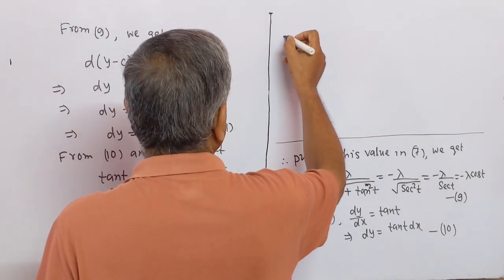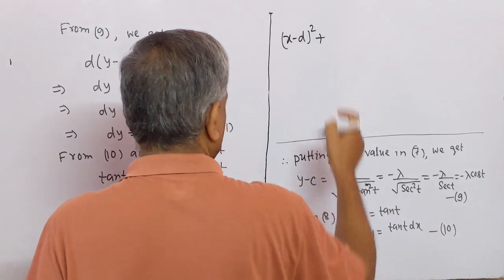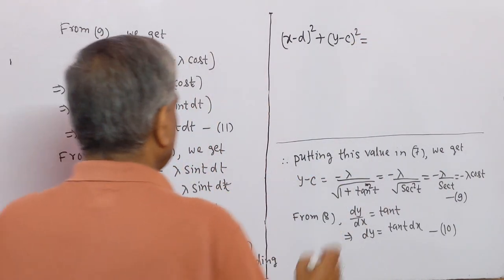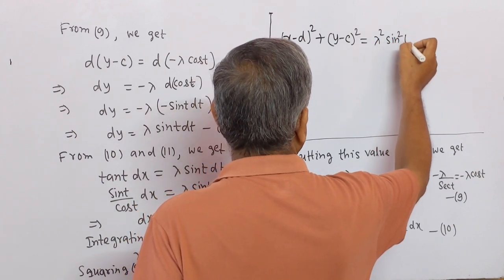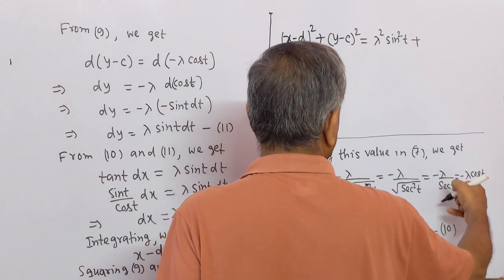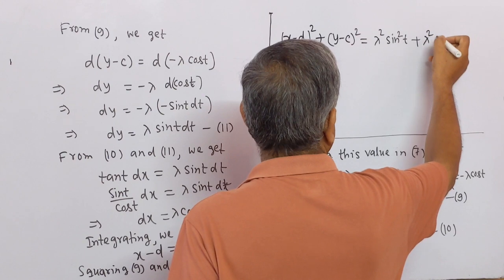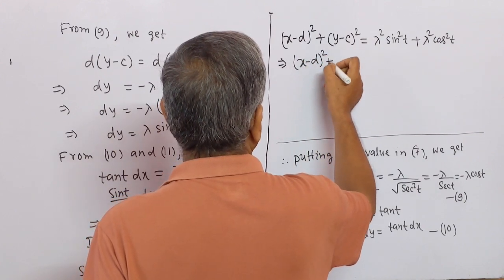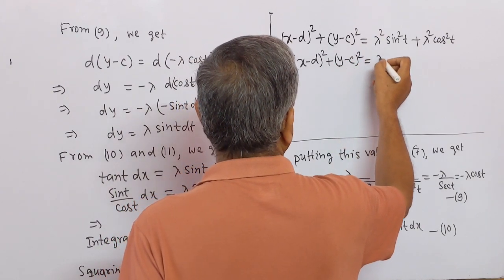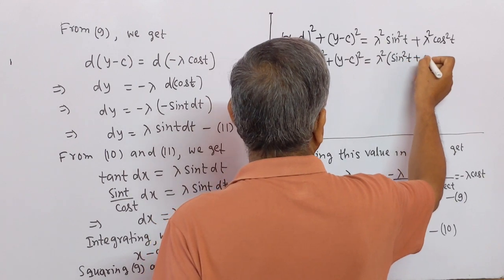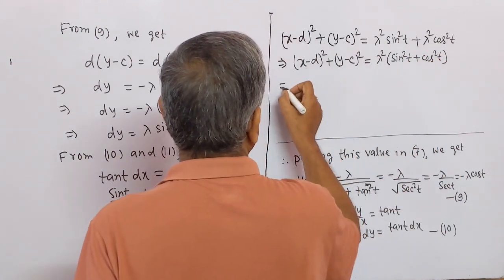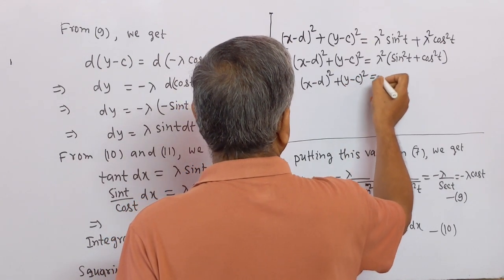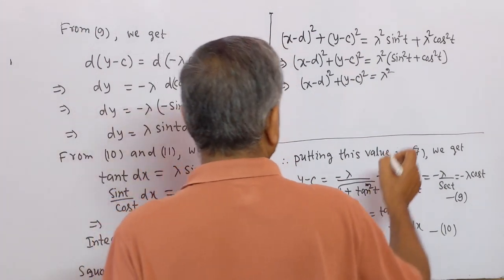Here in 12, x minus d whole square, in 9, y minus c whole square equal to, in 12 right side lambda square sin square t, in 9 minus square means plus lambda square cos square t, implies that x minus d whole square plus y minus c whole square equal to lambda square, sin square t plus cos square t, implies that x minus d whole square plus y minus c whole square equal to lambda square. This is number 13.